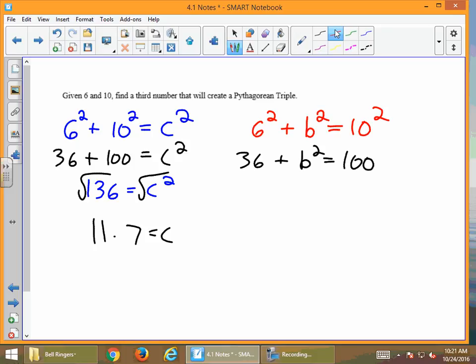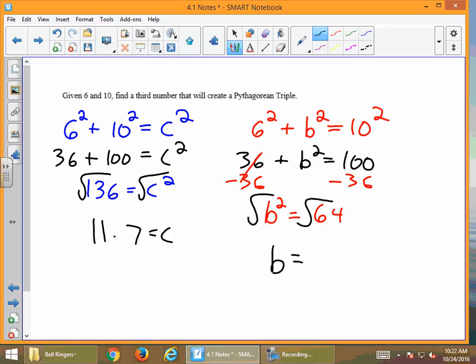Back to our problem. Some of you guys are solving already. Good for you. Subtract 36. B squared is equal to 64. Some of you guys are saying, uh-oh, what's going to happen next? Square root. Is 64 a perfect square? Square root of 64 is 8. So guess what? That other number is 8. So I know the numbers would be a 6, an 8, and a 10.